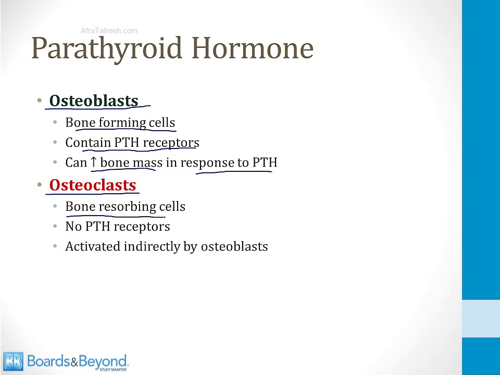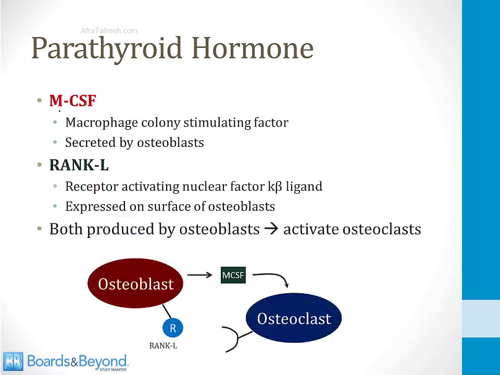The other important cell type found in bones are the osteoclasts. These are bone-resorbing cells. They have no parathyroid hormone receptors, and they are activated indirectly by parathyroid hormone by way of the osteoblasts. When osteoblasts are stimulated by parathyroid hormone, they will synthesize a substance called MCSF. This stands for macrophage colony stimulating factor. It is secreted by the osteoblasts, and this will activate the osteoclasts.